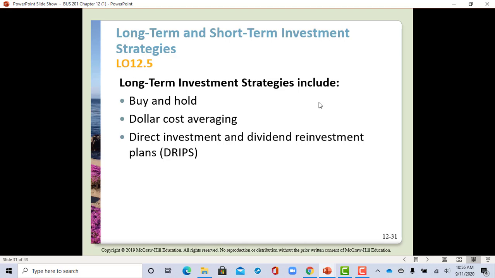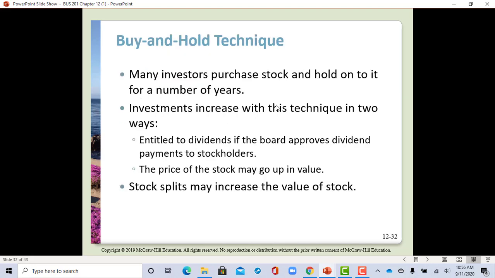Or DRIPS is reinvesting your dividends. So again, with Coca-Cola, if I bought Coca-Cola stock and they were paying me $1 dividend for every share, like every 3 months, I could say instead of me taking that $1, just use that $1 and reinvest it back in Coke. So there's no guarantees with buy and hold, but usually the most effective way to achieve growth.